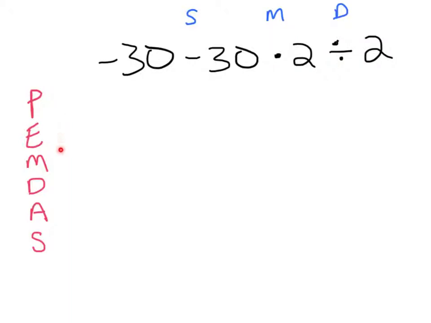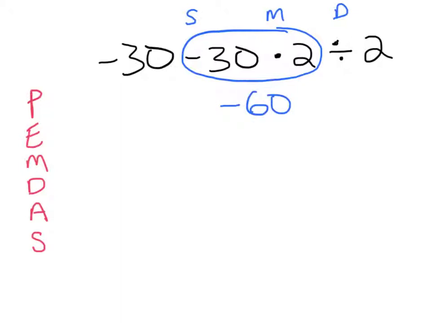Looking at my order of operations, it looks like multiplication comes first. So I'm going to take negative 30 and multiply it by 2. Negative 30 times 2 is negative 60. And everything else just comes down. Now my operations are subtraction and division. According to order of operations, division comes next.